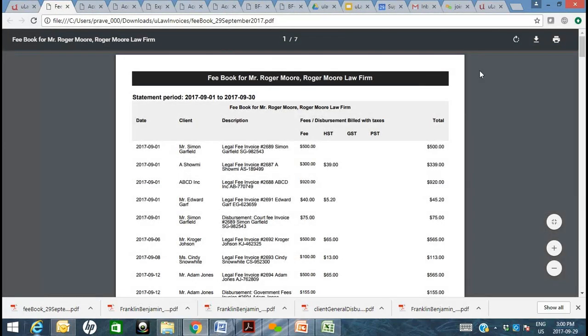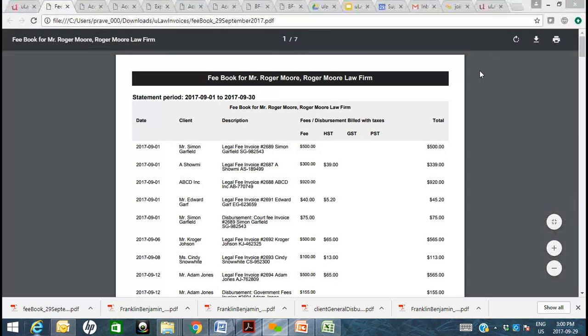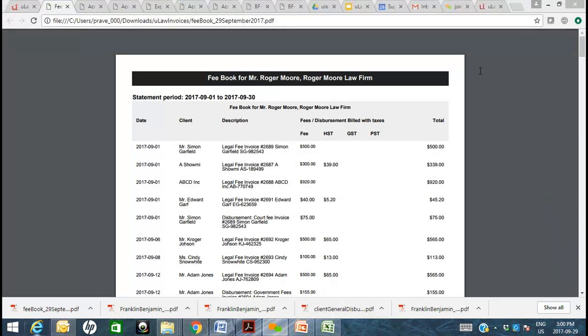So basically, I hope I answered one question about the discount. So let's say you raise the invoice. You can always go back, add that discount, and raise it as an invoice in your next bill, so it reflects on your second cycle as a discount to that invoice. And there it is. So that's your fee book by client, by description.